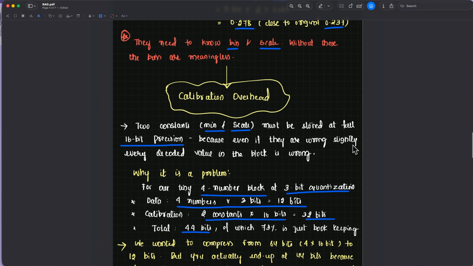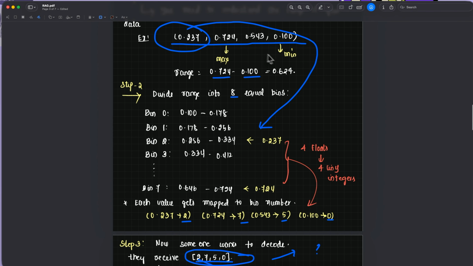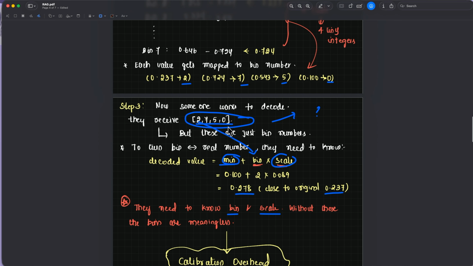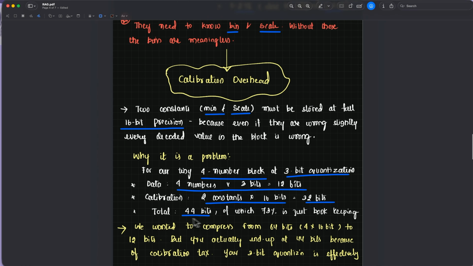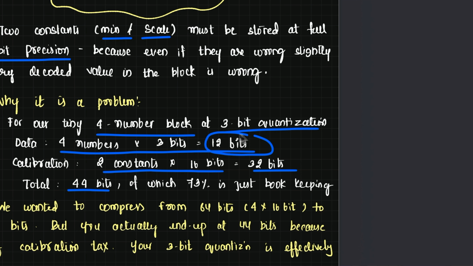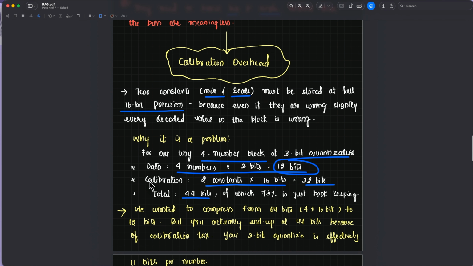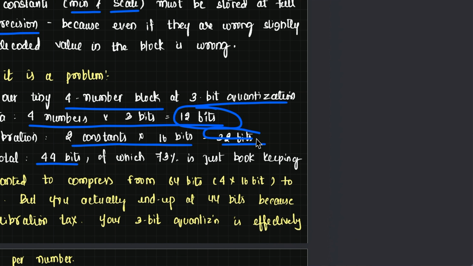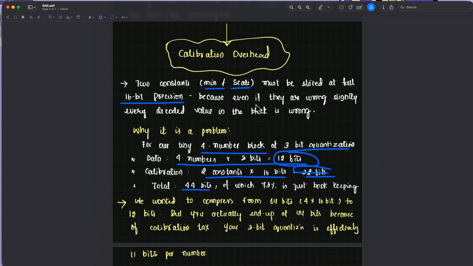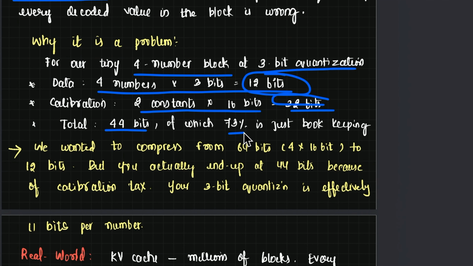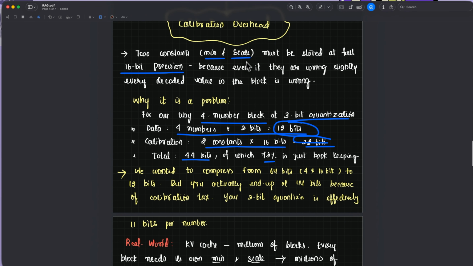So when we converted this input vector and quantized it into 2750, why did we quantize? We want to reduce the size. But if you see, after we did the quantization and calculated the memory, the data part only takes 12 bits, whereas the calibration part is taking 32 bits. The calibration part is nothing but the minimum and scale that we require to dequantize it, right? So the calibration part is eating up a lot of space. To be precise, 73% is what this calibration is taking.